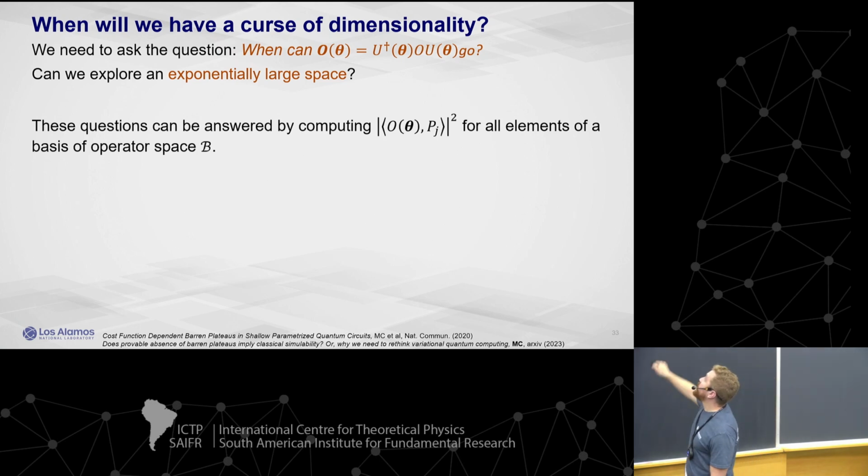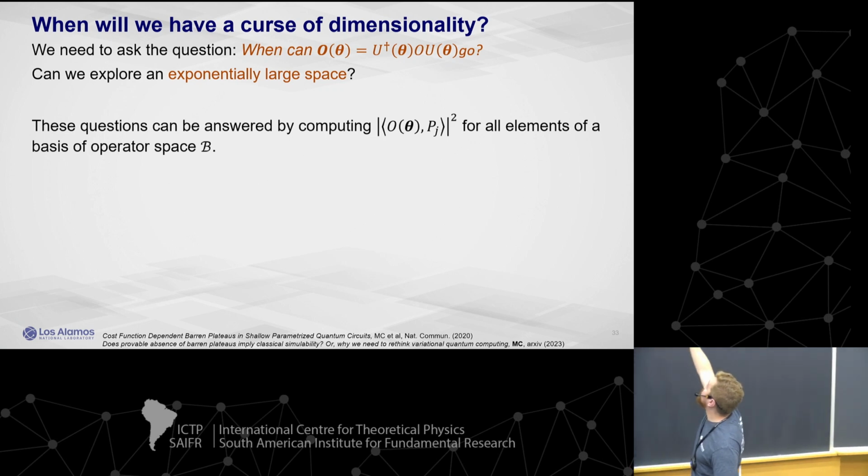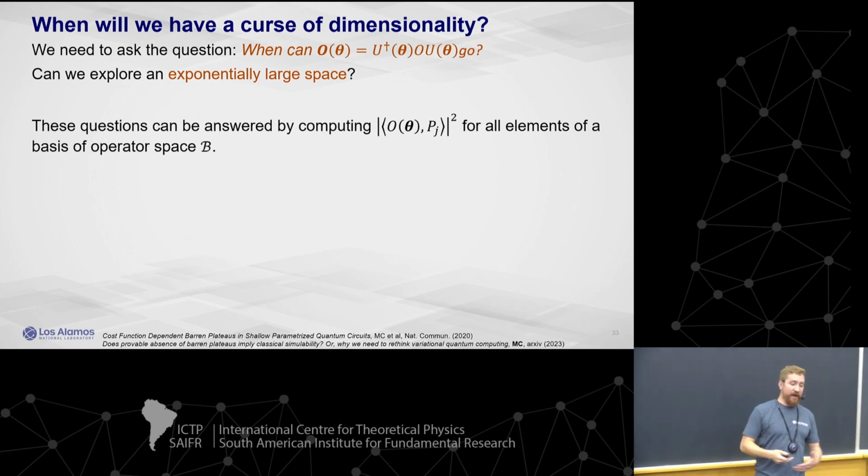So we want to see if this can explore an exponentially large subspace. And something that we could do to see where this is contained is we just take a basis, say the Pauli basis, we just orthonormalize it of all operators, and we just compute the inner product, because this is going to tell us how spread my measurement operator is.